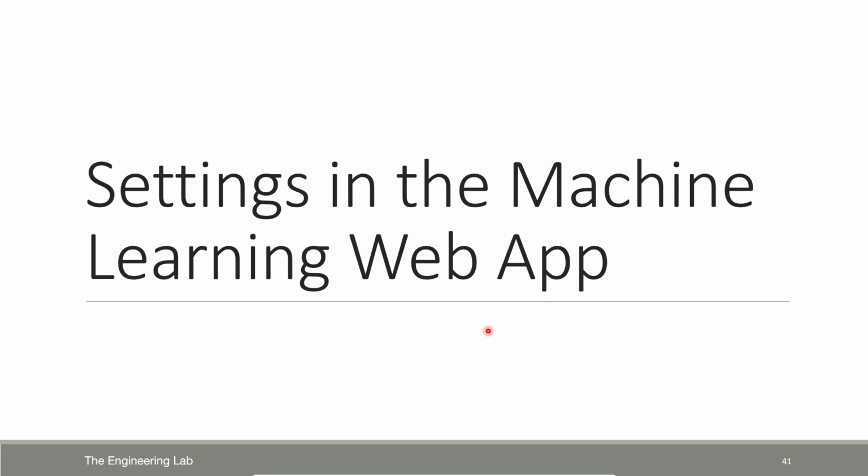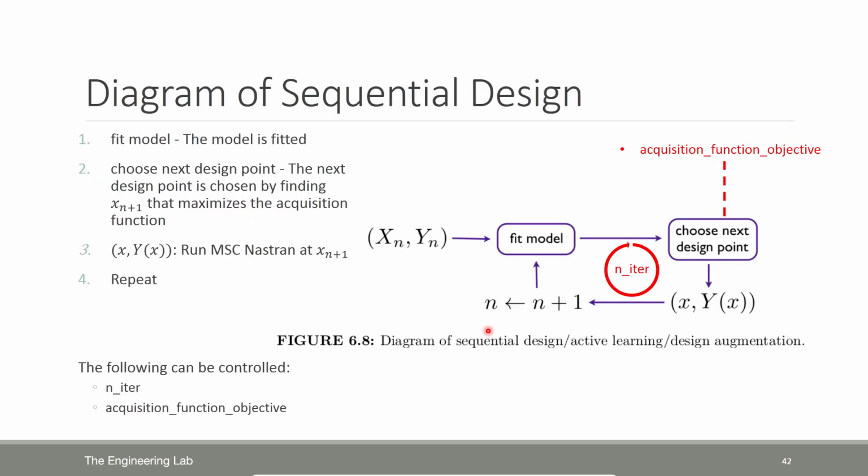Now, if you're watching this presentation, you're aware that the Nastran Solution 200 web app has a capability to perform machine learning with Nastran. In the next few slides, I'll go over some of the settings that you can configure. Here, I just went over this diagram in one of the previous slides. Here, you can control the following. You can control the number of iterations, the number of loops you go through. So say if you want to run Nastran 100 times, you can specify this with the number of iterations setting.